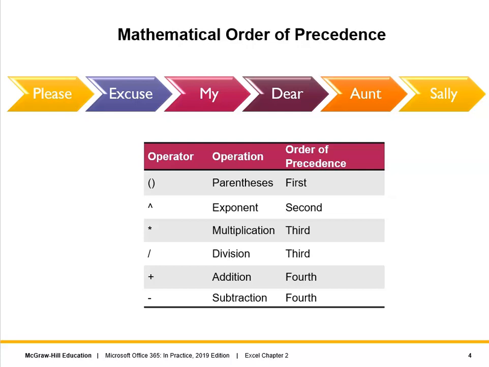A popular acronym to help you remember the order of precedence is Please Excuse My Dear Aunt Sally. This stands for parentheses first, exponents second, multiplication and or division third, addition and or subtraction last. Since multiplication and division are on the same level, Excel calculates left to right if they are both included in the formula. The same rule applies to addition and subtraction.